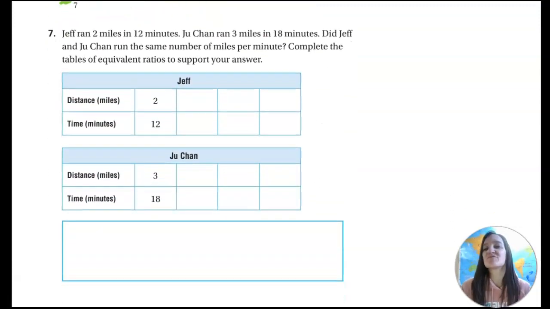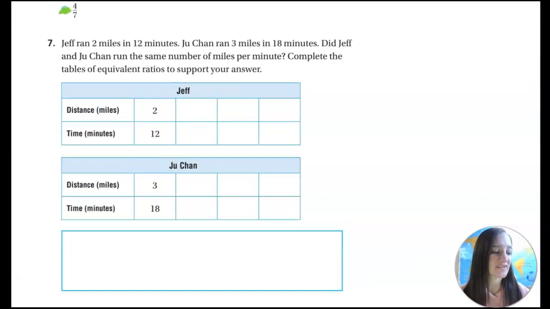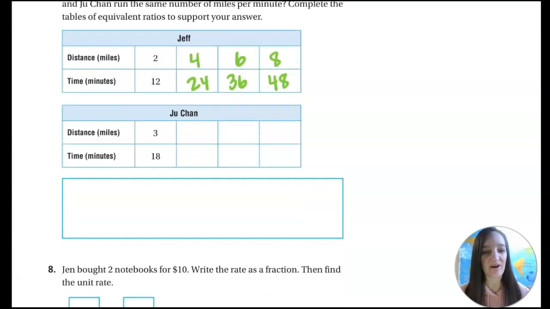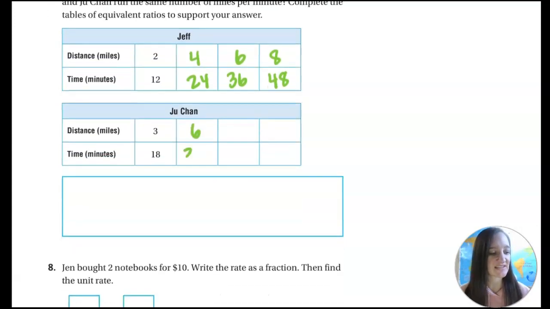Jeff ran 2 miles in 12 minutes and Jushan ran 3 miles in 18 minutes. Did Jeff and Jushan run the same number of miles per minute? Complete the tables of equivalent ratios to support your answer. So if we times both of these by 2, maybe both of them by 3, both of them by 4, it looks like this. If we did the same to the bottom here, 6 to 36, and boom, we're actually done.